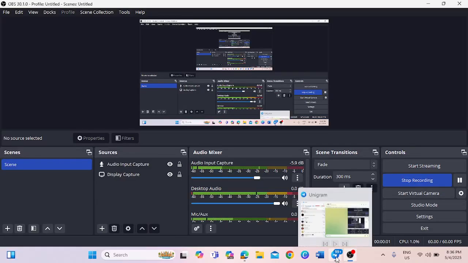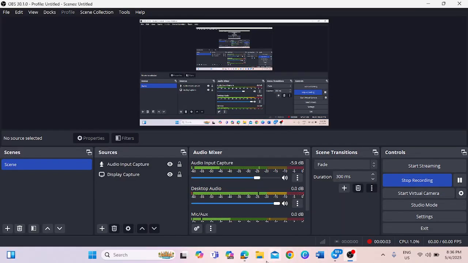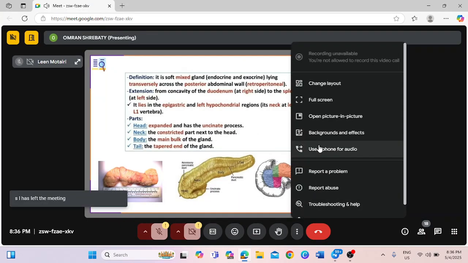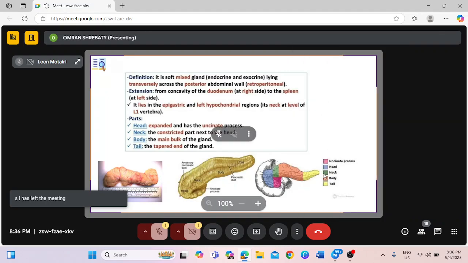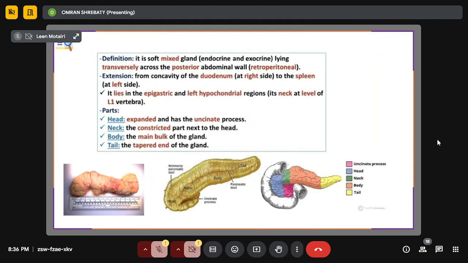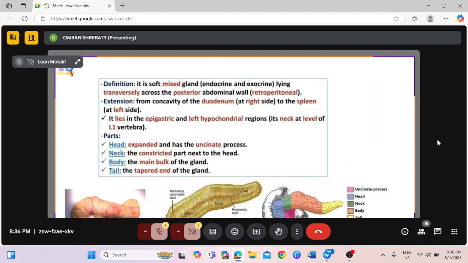Bloodstream, while the exocrine, it's mostly for the digestive enzymes, and it's going to be through ducts. It's lying transversely across the posterior abdominal wall, which means it's retroperitoneal. But only the tail, we are having 5 parts for the pancreas. The tail of the pancreas is an intraperitoneal structure.